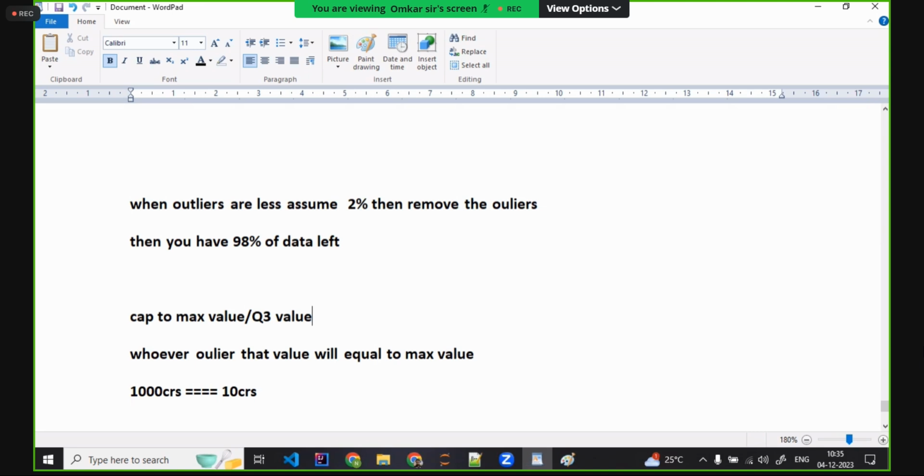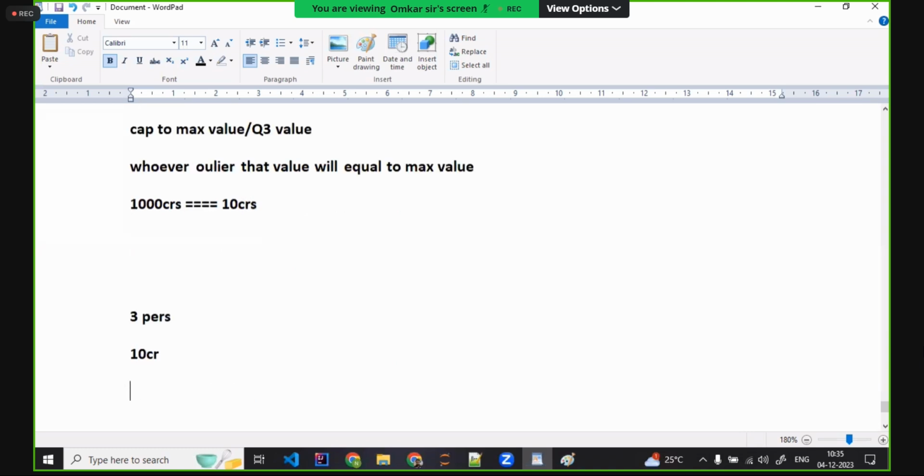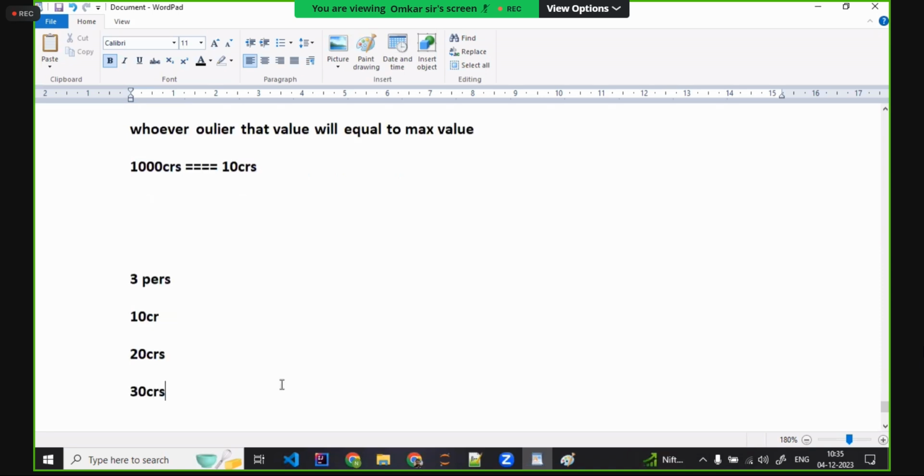Whoever outliers are there, you are picking them outside, and all the values you are capping to which value? Q3. Q3 is the cutoff. Suppose there are 3 persons. One person is earning 10 crores, another 20 crores, another 30 crores. Now you observe these are outliers. These values you are changing to the Q3 value. This is one technique.